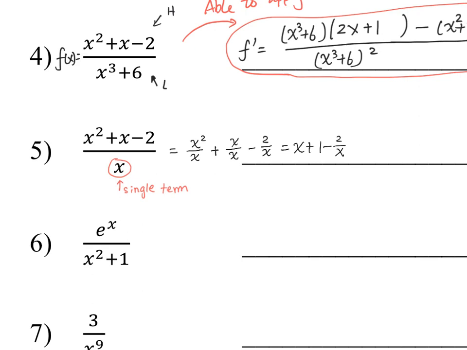Originally, you have a fraction. Now we only have 3 single terms. And to find the derivative of the very last one, think of this as 2 times x raised to power negative 1, to use the power rule.